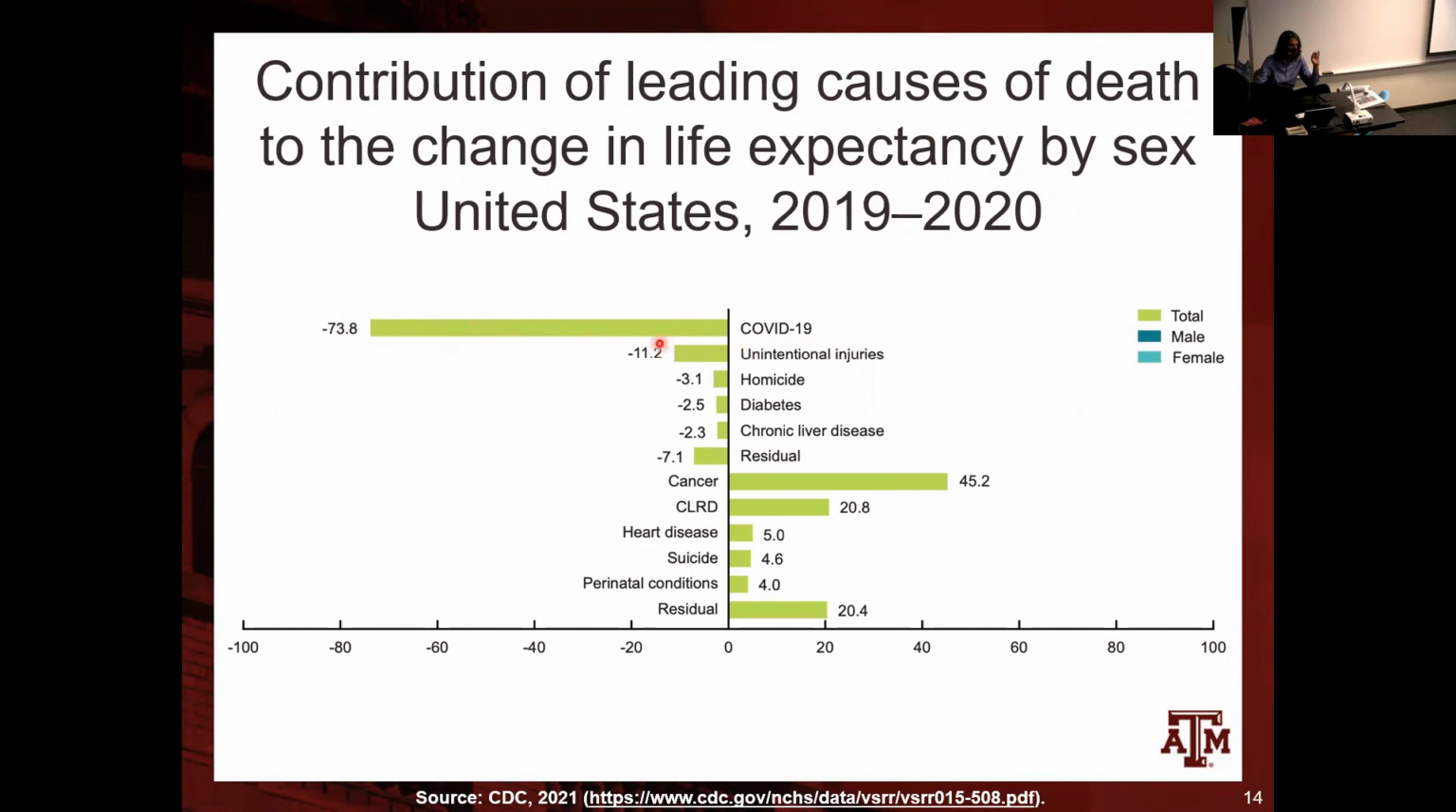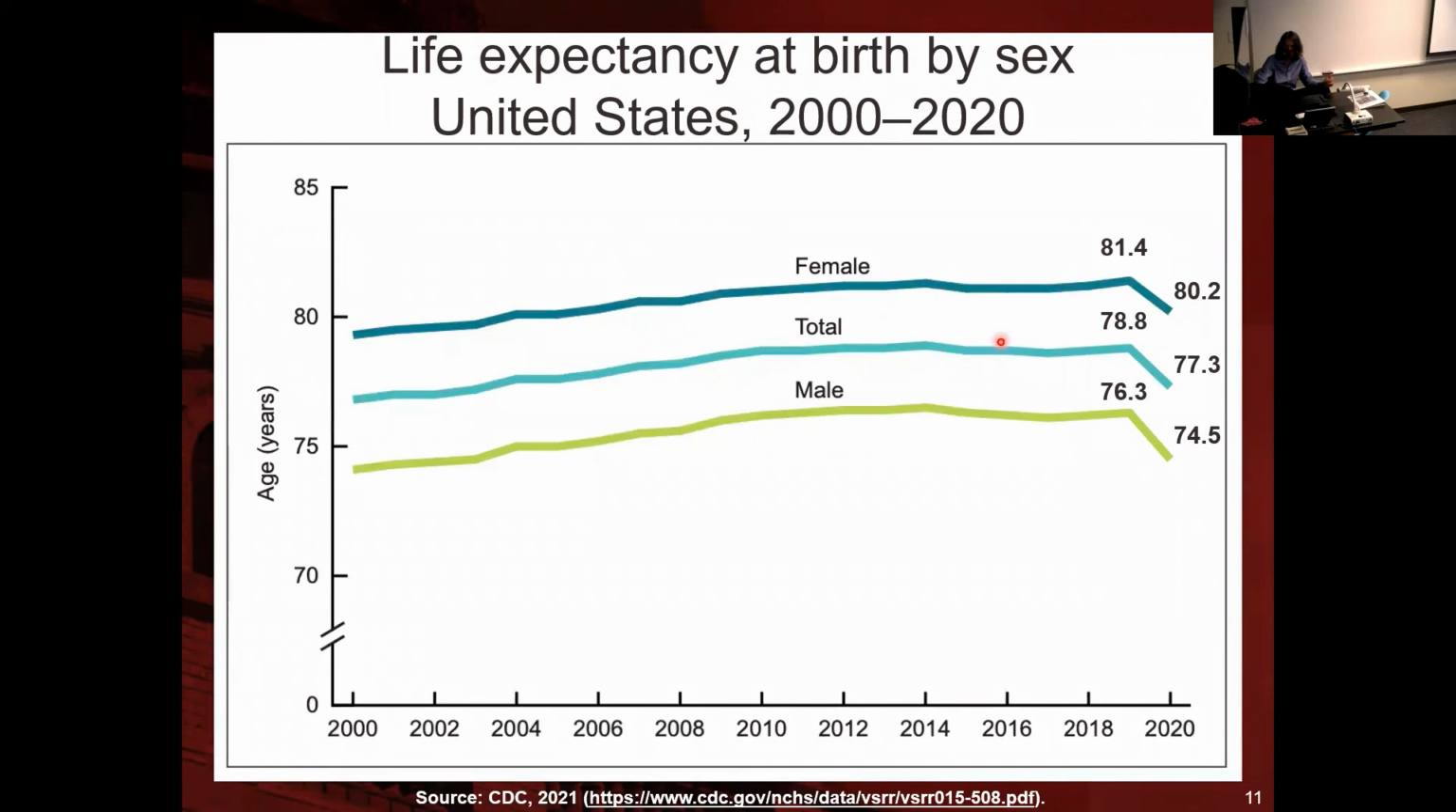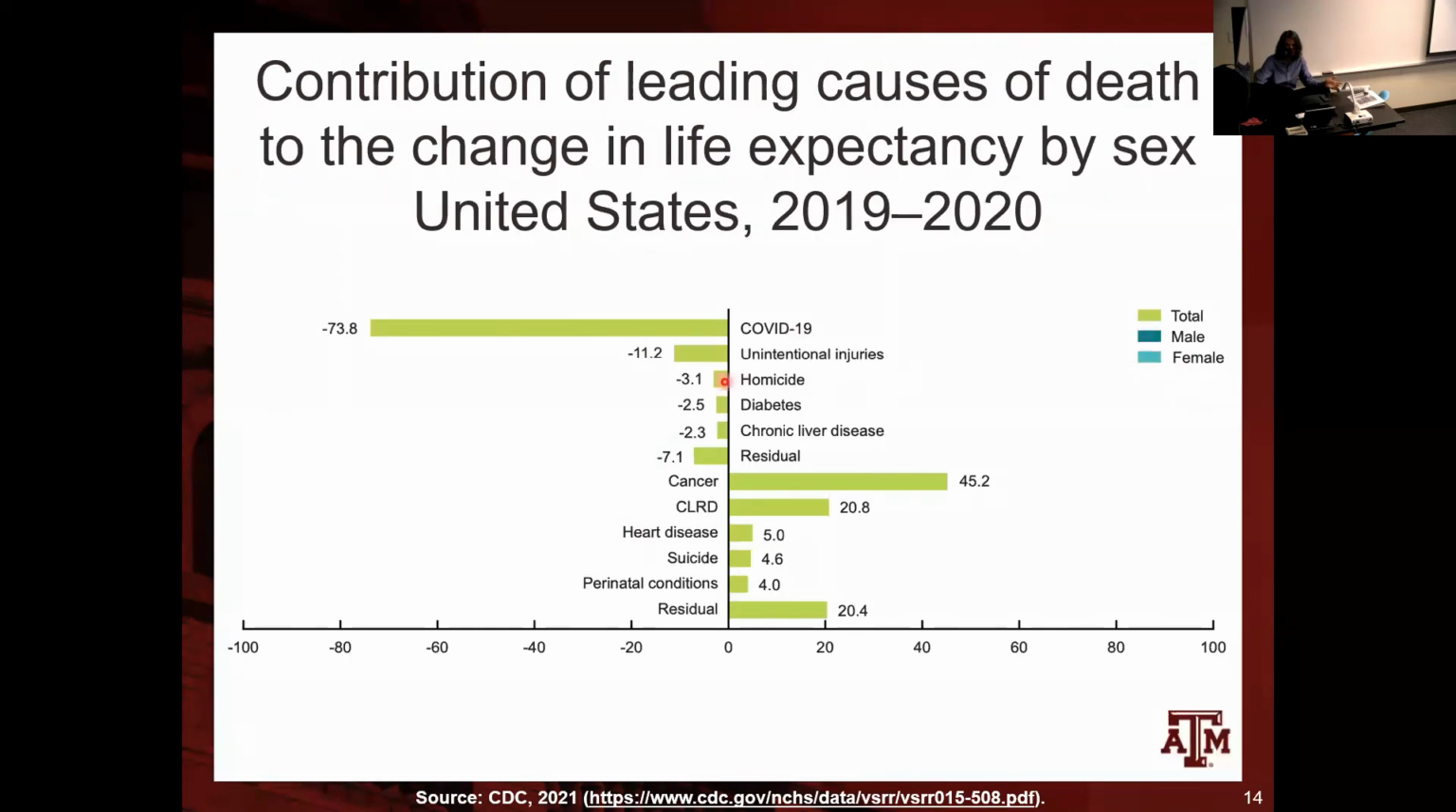Almost 74% of that decline is due to COVID-19. 11% due to unintentional injuries. These other causes here actually had positive contributions towards life expectancy, but they were offset mostly by the pandemic. Okay? So just to show that this decline from 78 to 77, most of it is accounted for by the pandemic.